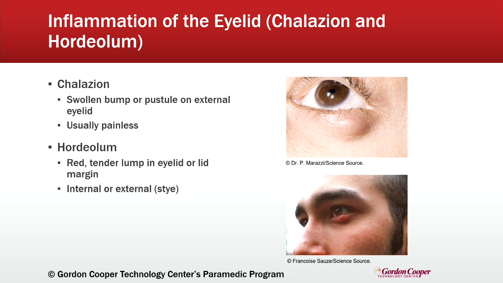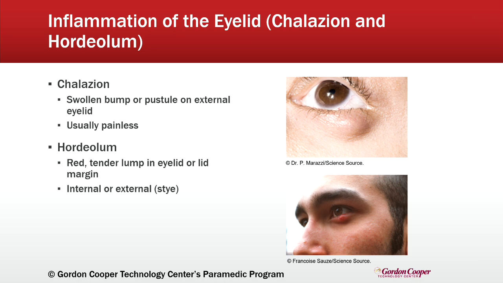So, inflammation of the eyelid. Now we'll step back from the eye. We'll take a look at inflammation of the eyelid. This is where the eyelid has that protective film of oil glands and oil ducts that help keep the eye lubricated.